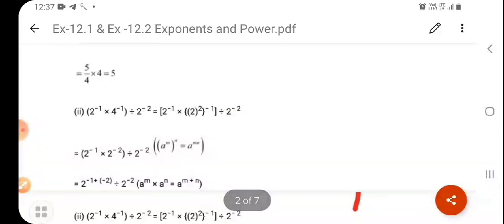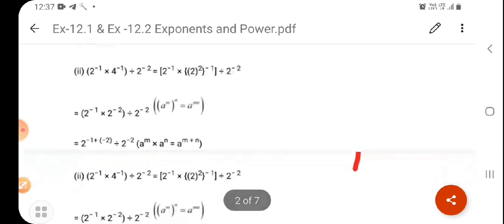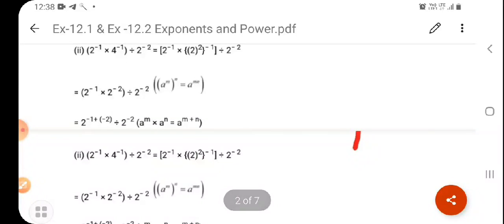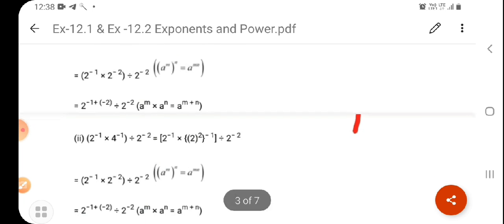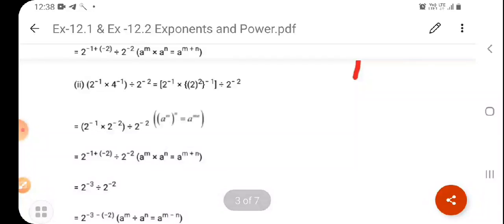2 to the power minus 1 into 4 to the power minus 1 divided by 2 to the power minus 2, which is equal to 2 to the power minus 1 into 2 to the power 2 whole power minus 1, just taken as common, and divided by 2 to the power minus 2. Now we solve using the identity a to the power m to the power n. The base is common here, 2. When powers are raised to a power they get multiplied, when there is a multiply sign the powers get added, and with the division sign the powers get subtracted.